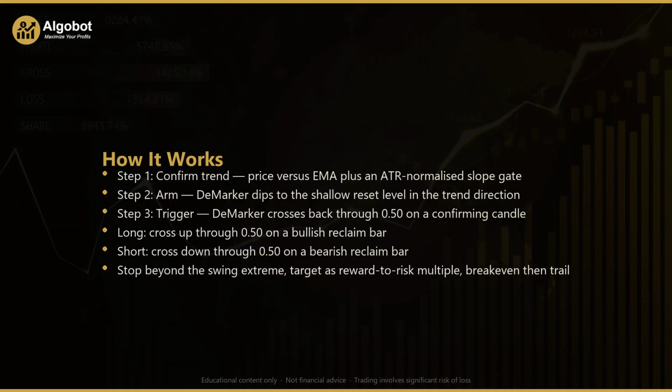Third is the trigger. For an armed long, the strategy waits for the oscillator to cross up through the 0.50 midline, meaning it was at or below 0.50 on the prior bar and above it now. That cross must land on a bullish reclaim bar, where the close is above the open and above the previous close. When both align, the EA signals a long entry. For a short, the oscillator must cross down through 0.50 on a bearish reclaim bar, and the EA signals a short.